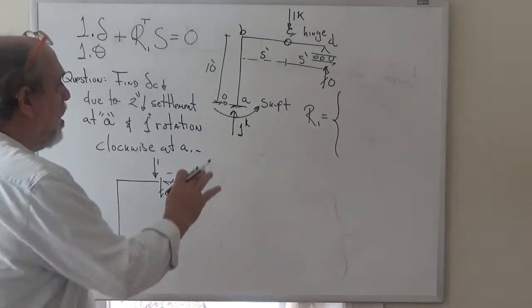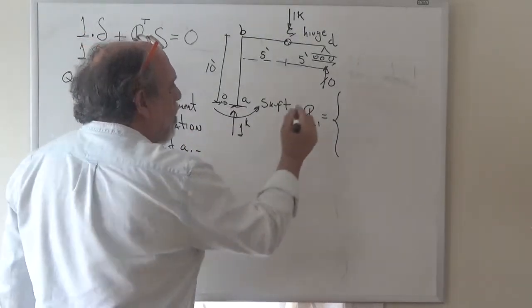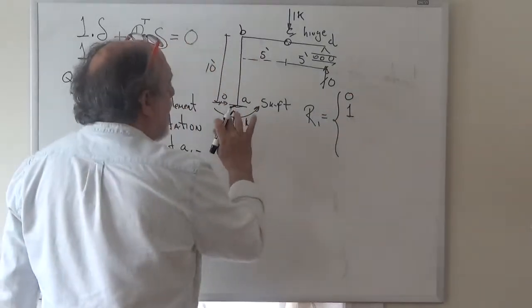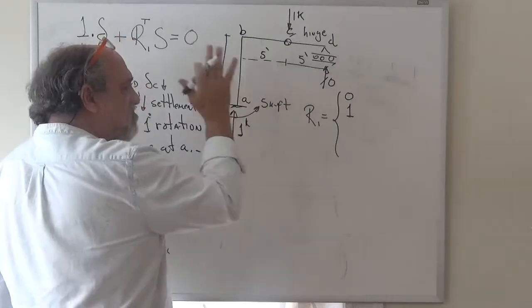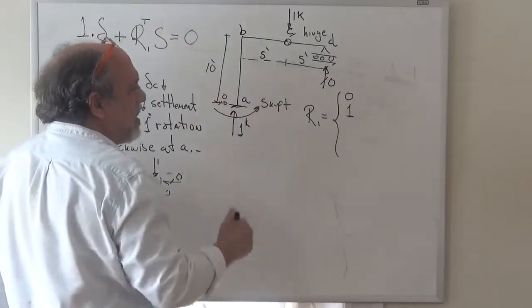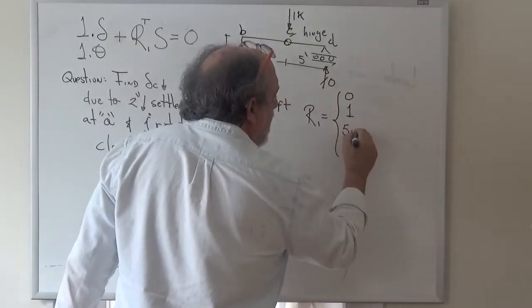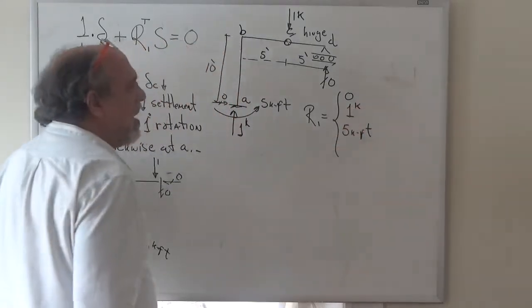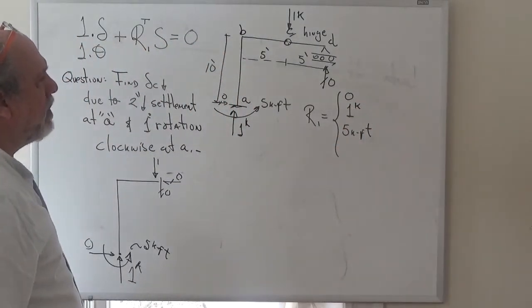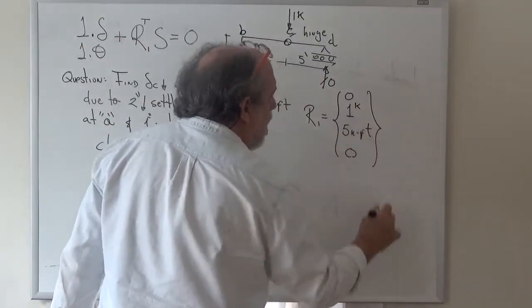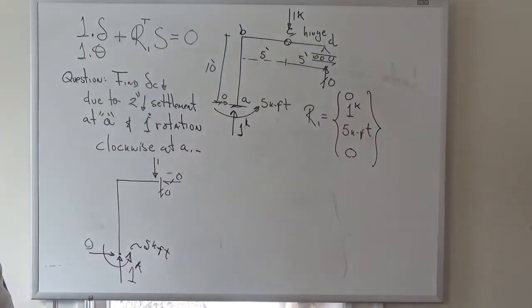Doesn't make sense, right? So here I would say at A we have nothing. We have 1. And now I can choose the sign convention whatever I want, right? Let's say I choose that to be positive. So 5 kip feet, that's 1 kip, 5 kip feet, and on the other side, I got 0. So those are my reactions due to the 1 kip load in the order that I decided to use.